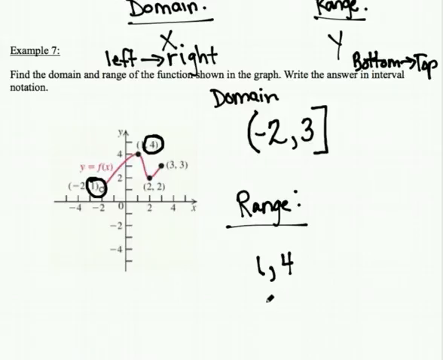And again, I have to see if they're included or not. Well, the 1 gets a parenthesis, and the 4 gets a bracket. So my range is all values from 1, not including 1, to 4.